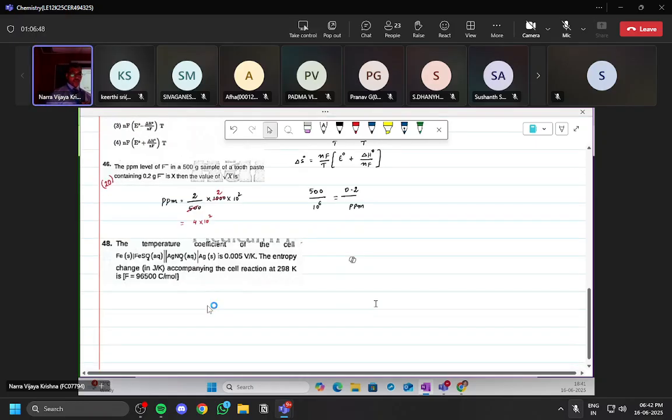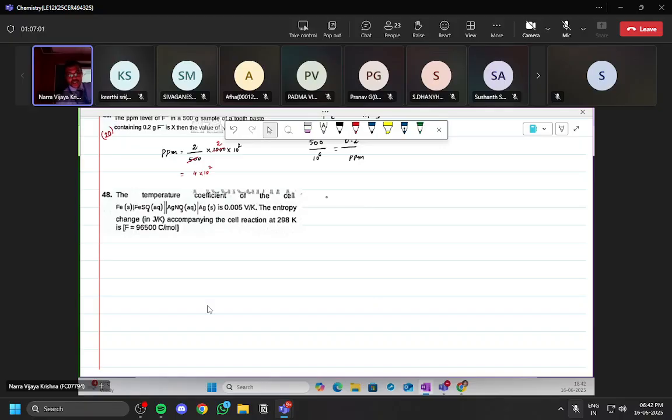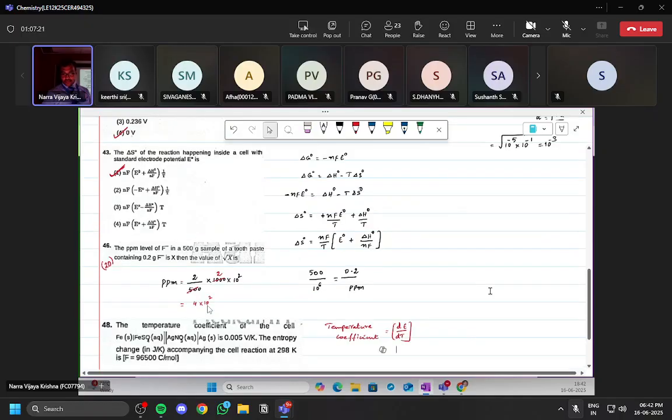Solve this question. The temperature coefficient of this cell is given. The entropy change accompanying the cell reaction is asked. Temperature coefficient means dE by dT. This is called the temperature coefficient. Just now we have derived it. Delta S is equal to, oh, not given. I removed it, I think.